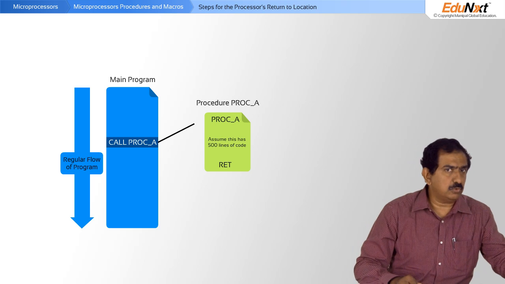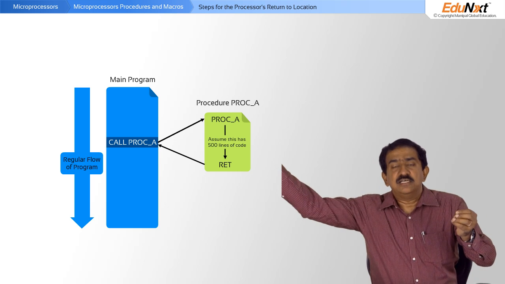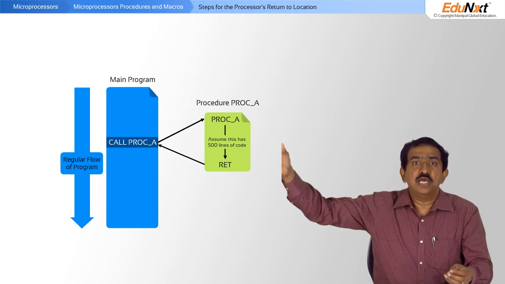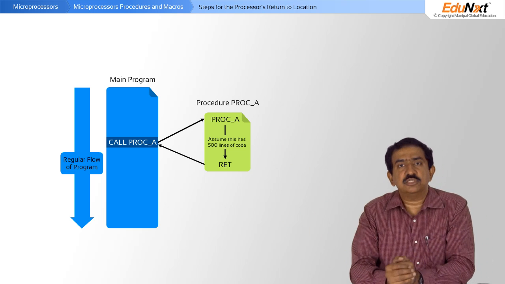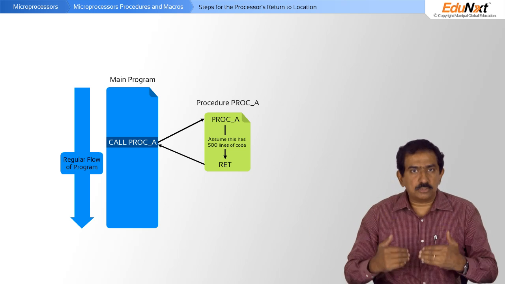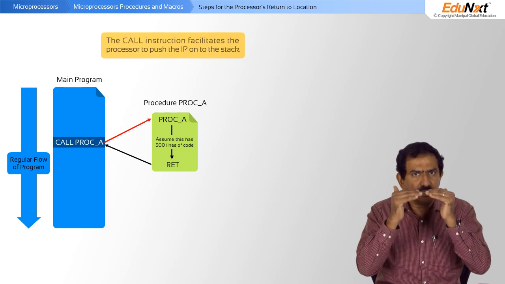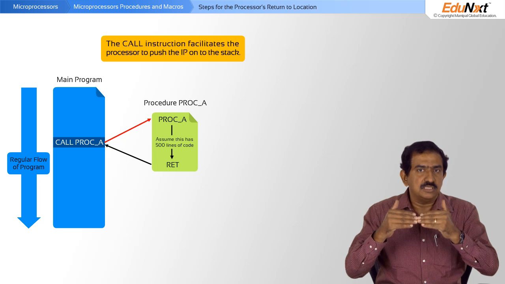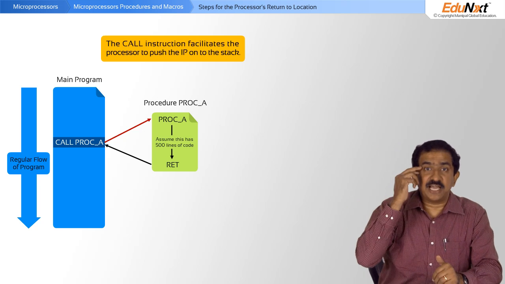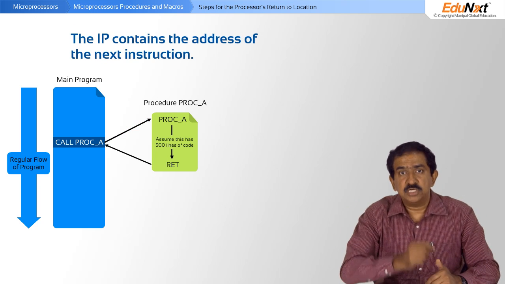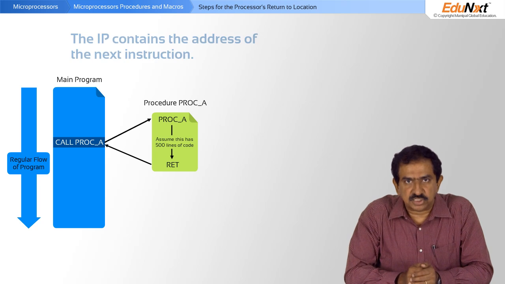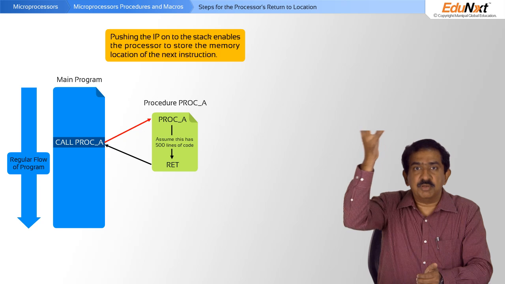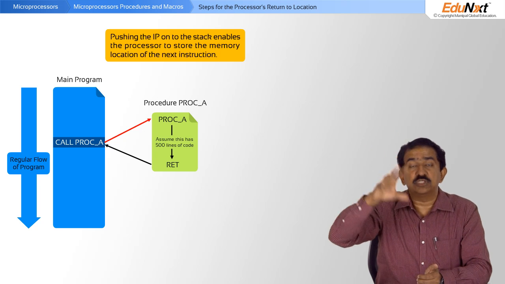But how does it come back to the original flow? You can understand that the new instruction pointer gets loaded and points to the procedure. But before the new instruction pointer gets loaded, as soon as the processor sees the call instruction, it pushes the IP onto the stack. Now remember, the IP, the instruction pointer, contains the address of the next instruction. So by pushing it onto the stack, the processor has stored the memory location of the next instruction for use later on.